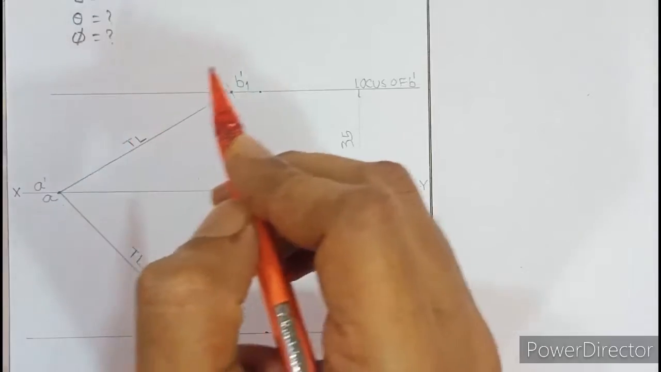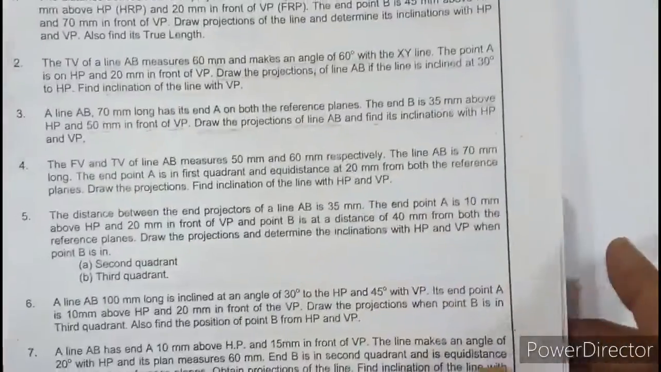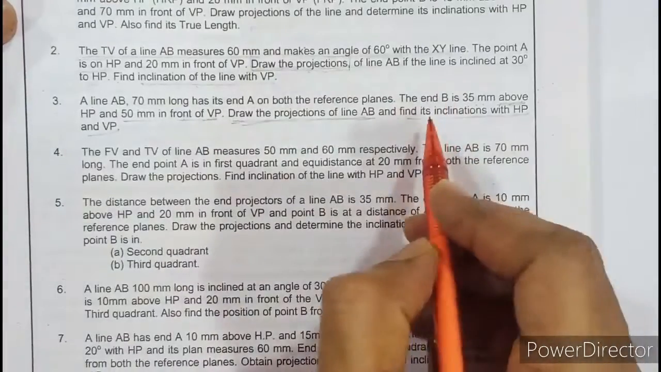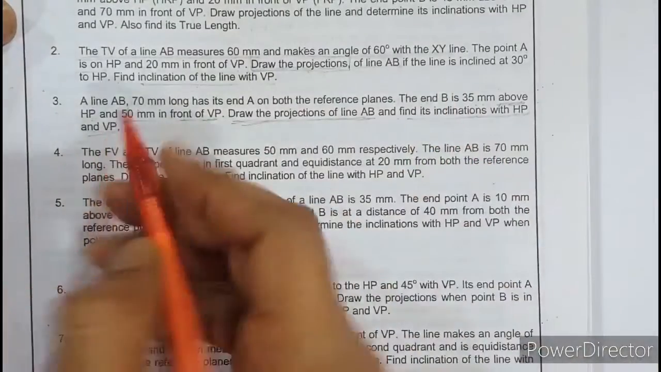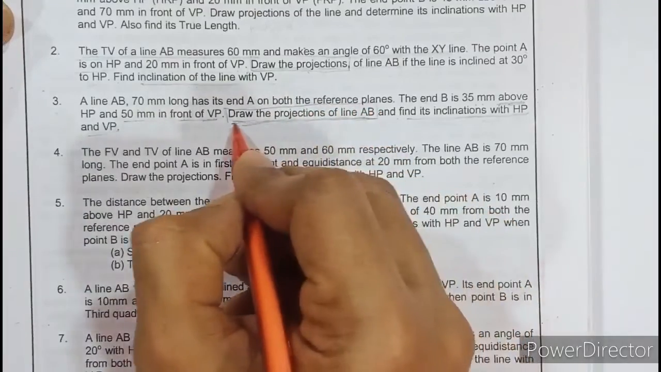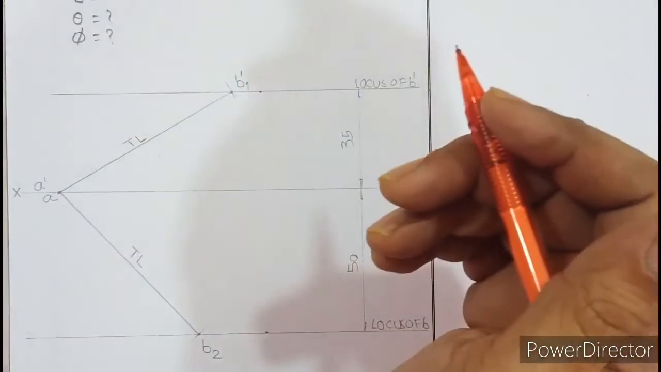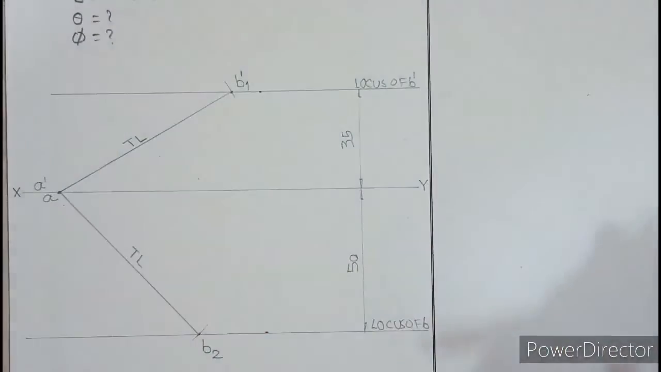What most of the students do is that they don't read the question. For example, here they partially read the question as find theta and phi, and they feel that the job is over. They forget to read this part, that is draw projection of the line AB. It means you have to draw front view and top view of the line. So this is not sufficient. This is not the final answer. So how will you get the final answer?